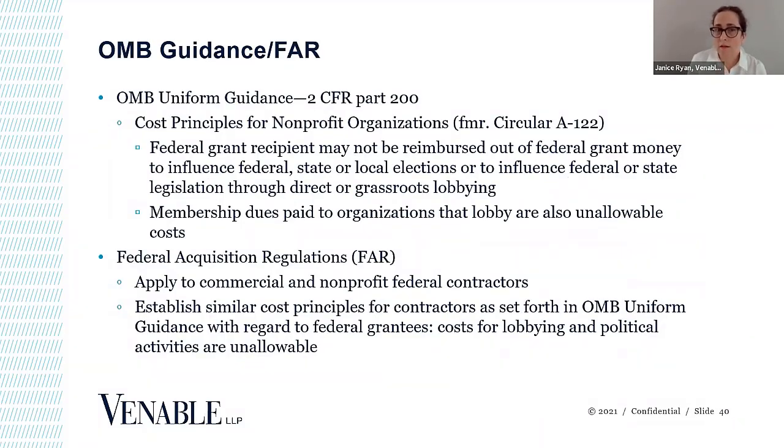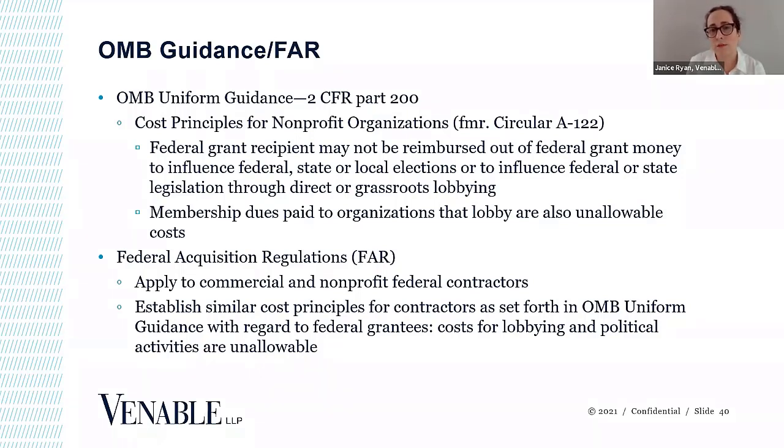More broadly, if you are a federal contractor or a grant recipient, you will be familiar with the uniform guidance issued by the Office of Management and Budget, including the cost principles for grants and awards for nonprofit organizations. Some of you may have been familiar with the term Circular A-122. All the provisions of former Circular A-122 are now in Title II, Part 200 of the Code of Federal Regulations.